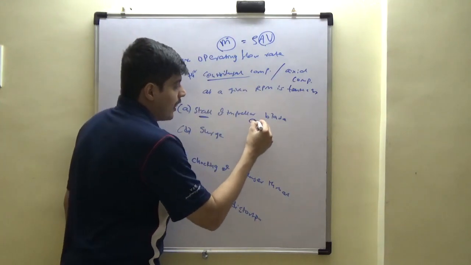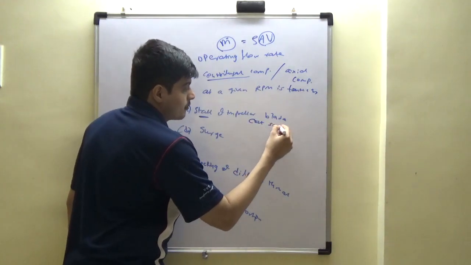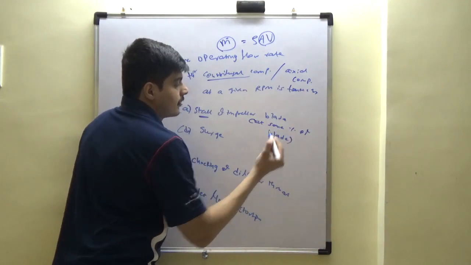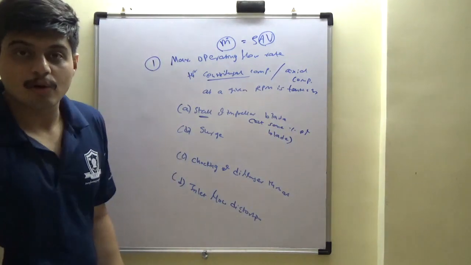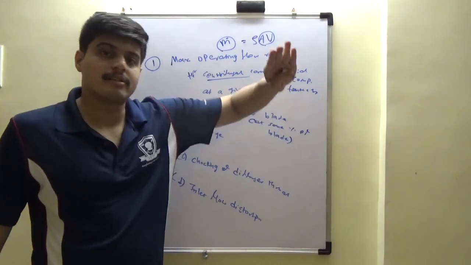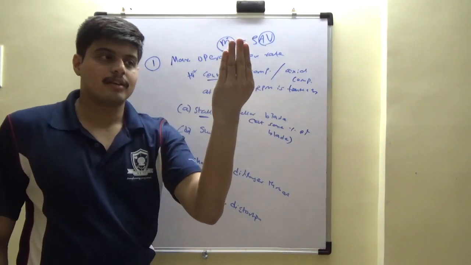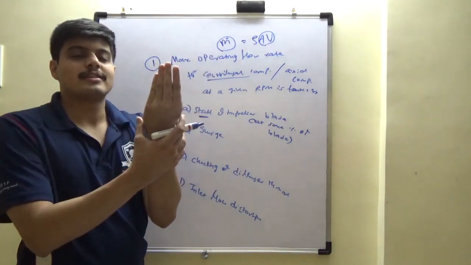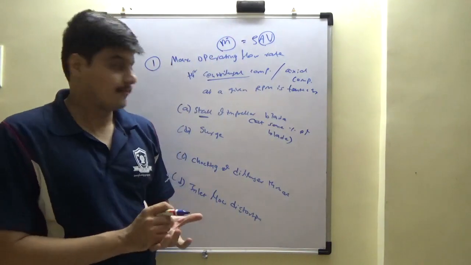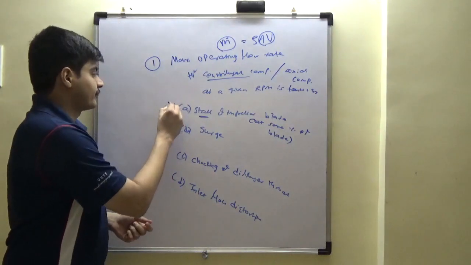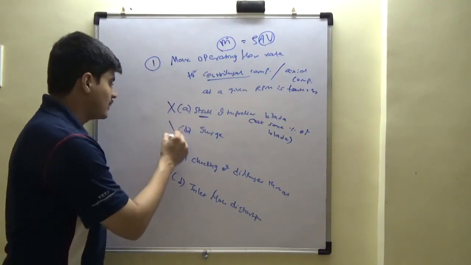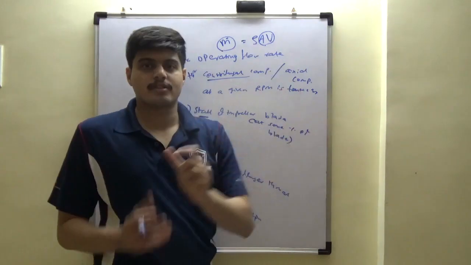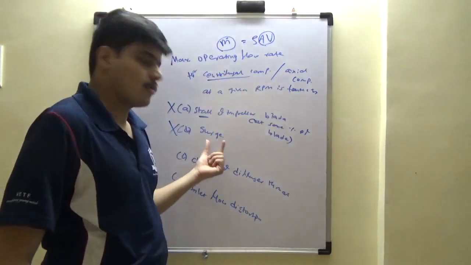Stall happens at some percentage of blade. Not the entire blade can stall, right? We have seen these angles. It's twisted. Even if it is stalled at most of the sections, some sections will never stall. Obviously not. If you understand centrifugal compressor surge, obviously not.